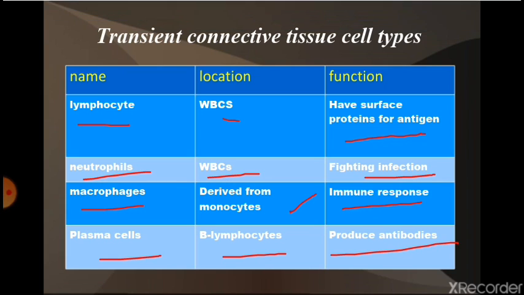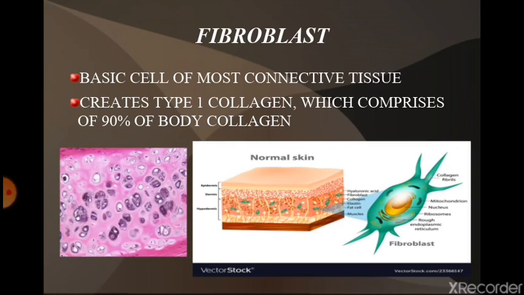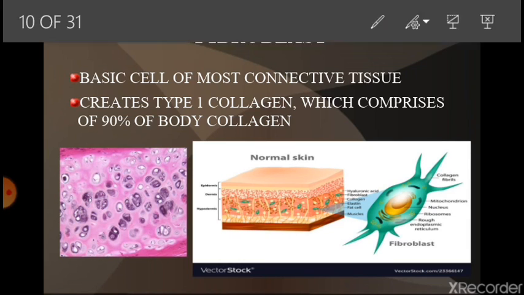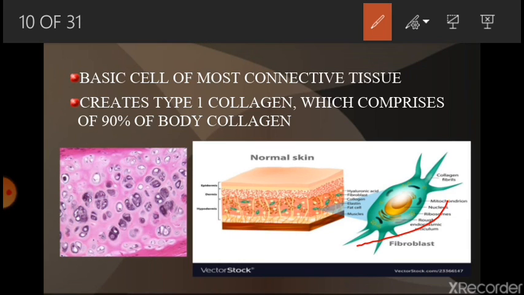As we have already seen, fibroblast is the basic cell of most connective tissue. The important function of this fibroblast is production of type 1 collagen. This type 1 collagen comprises 90% of body collagen. As we see, this is the structure of a fibroblast.